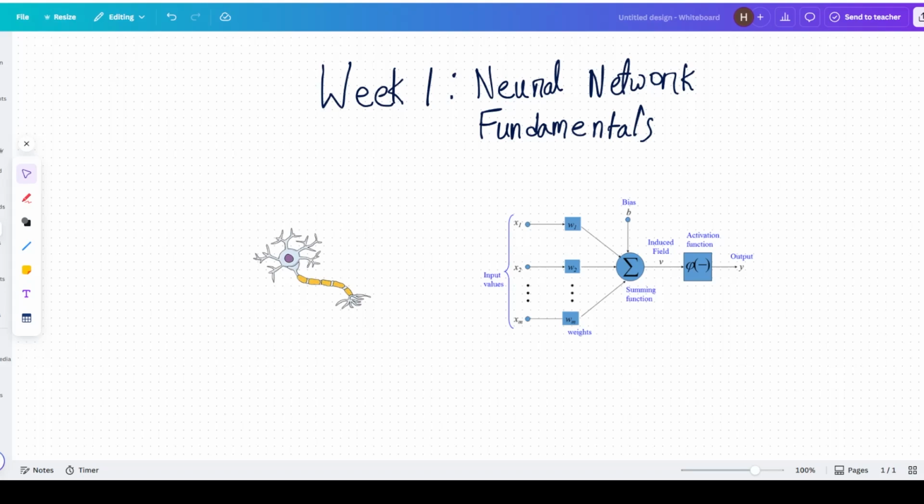So, hello everyone. What if I told you that the same mathematical principles that help your brain recognize faces can be coded in just 20 lines of Python?